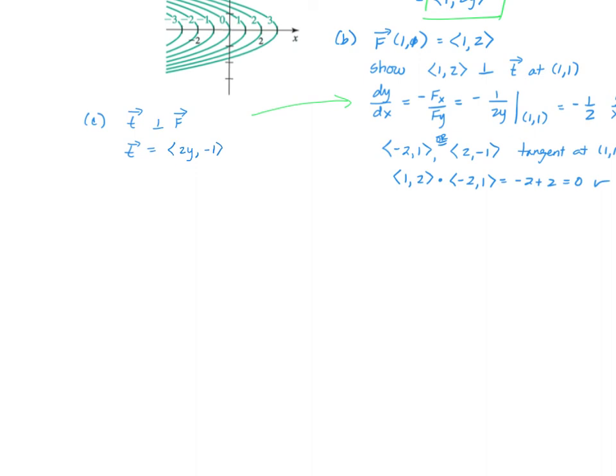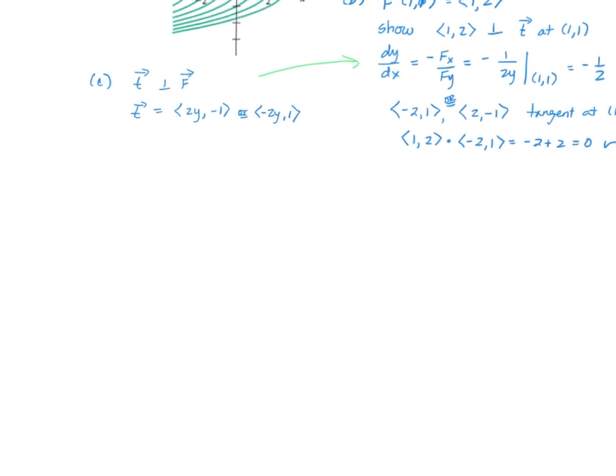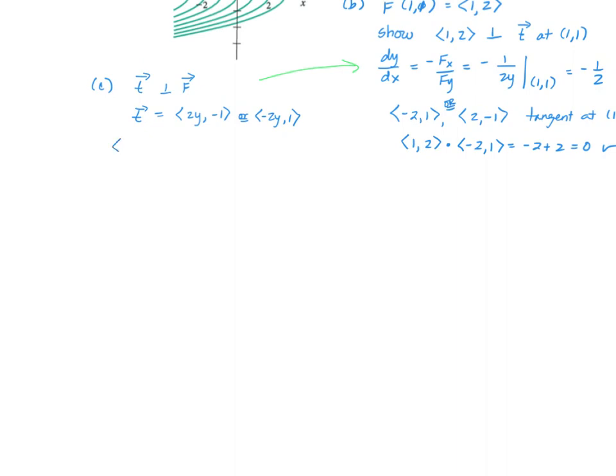Now there's infinitely many tangent vectors, right? Or negative 2y, positive 1. Or any scalar multiple of any one of those vectors would be tangent at any point x, y. All I have to do is take one of those, and I'll just choose the first one, 2y, comma negative 1, and dot it with my gradient 1, comma 2y. So when I dot these, I get 2y minus 2y, which is equal to 0. So we've just shown C. We've shown that our vector field is orthogonal at all points x and y.